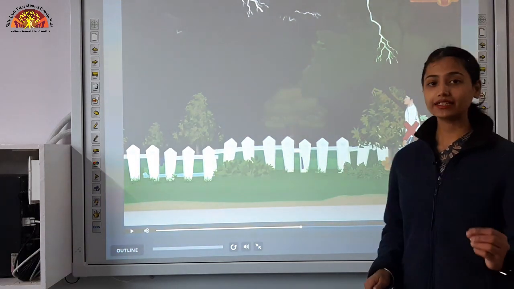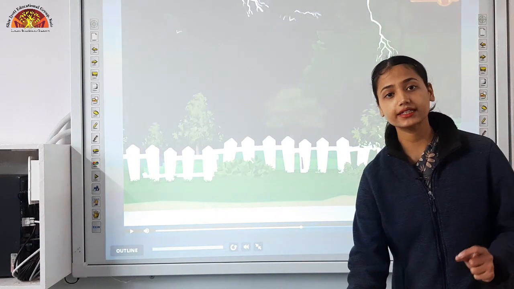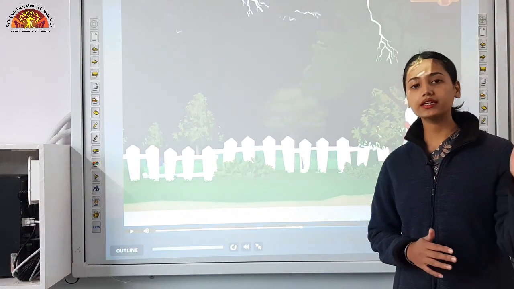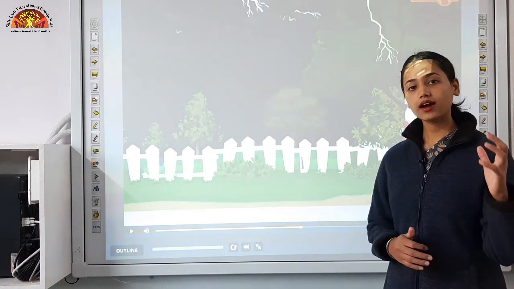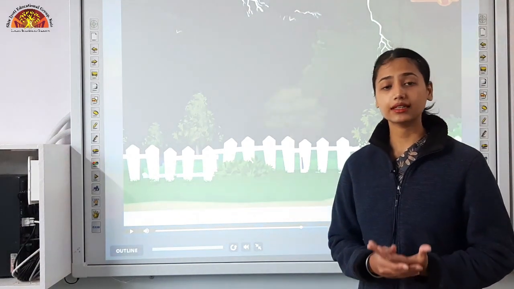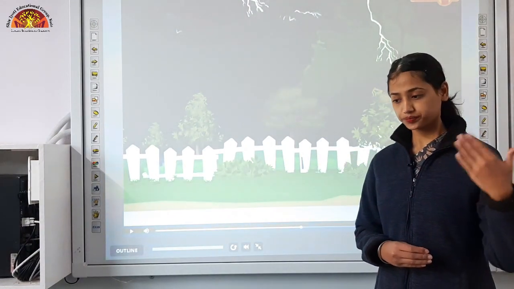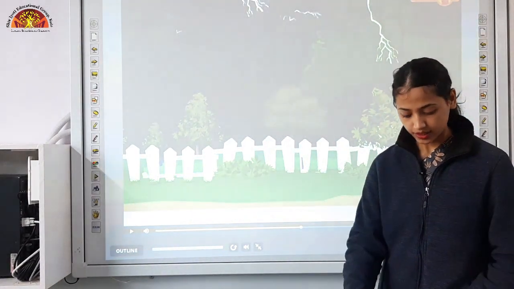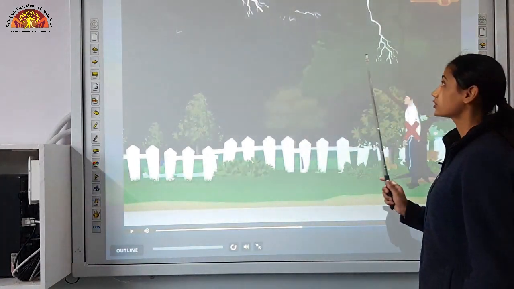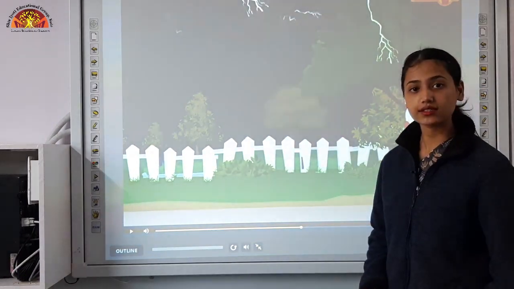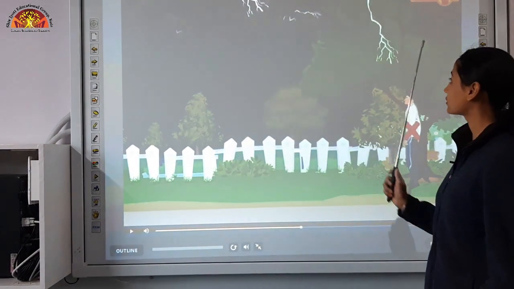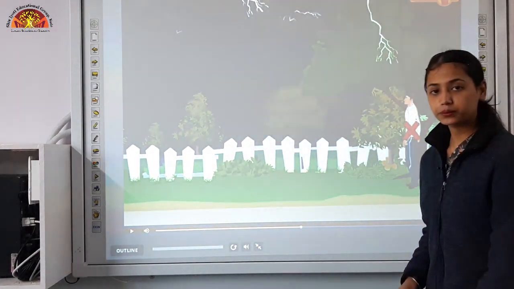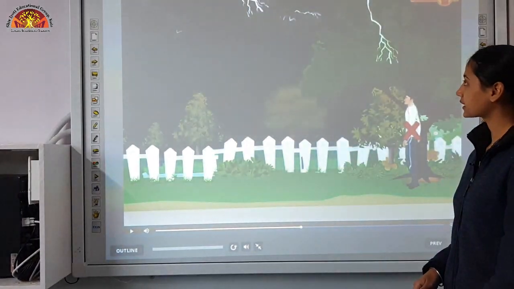Because lightning always looks for the easiest path. Tall buildings and tall trees are an easy path for lightning, and lightning can reach the ground with the help of tall objects easily. So if you are standing under a tall tree, there are chances that lightning can strike this tree and the tree will get burned, and it can damage you, it can harm you.